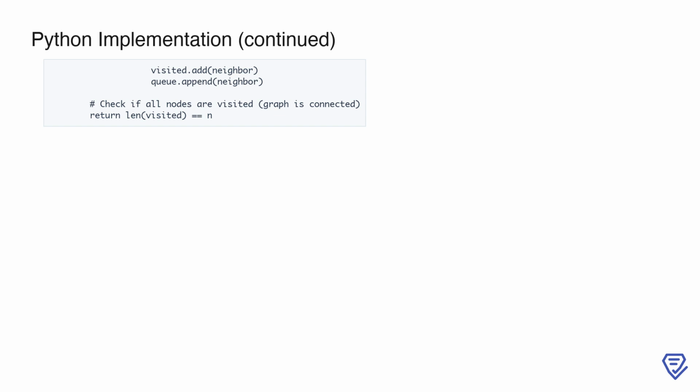Once the BFS completes, we check if the size of the visited set equals n, which would mean every node in the graph was reachable and hence the graph is connected. If this condition holds, the graph satisfies both the necessary conditions of a valid tree, having exactly n-1 edges and being fully connected. Therefore, we return true. Otherwise, we return false, as the graph fails to meet one or both conditions for being a valid tree.